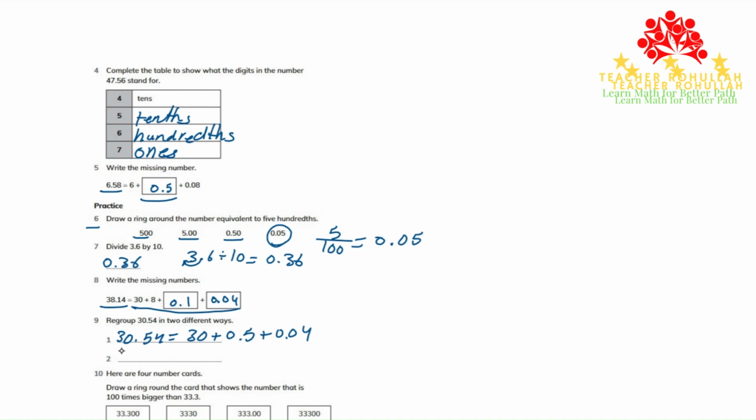The other way, we can write 30.5 plus 0.04. We can even regroup in other ways also, but we are asked to regroup in two different ways. So we are done with that.